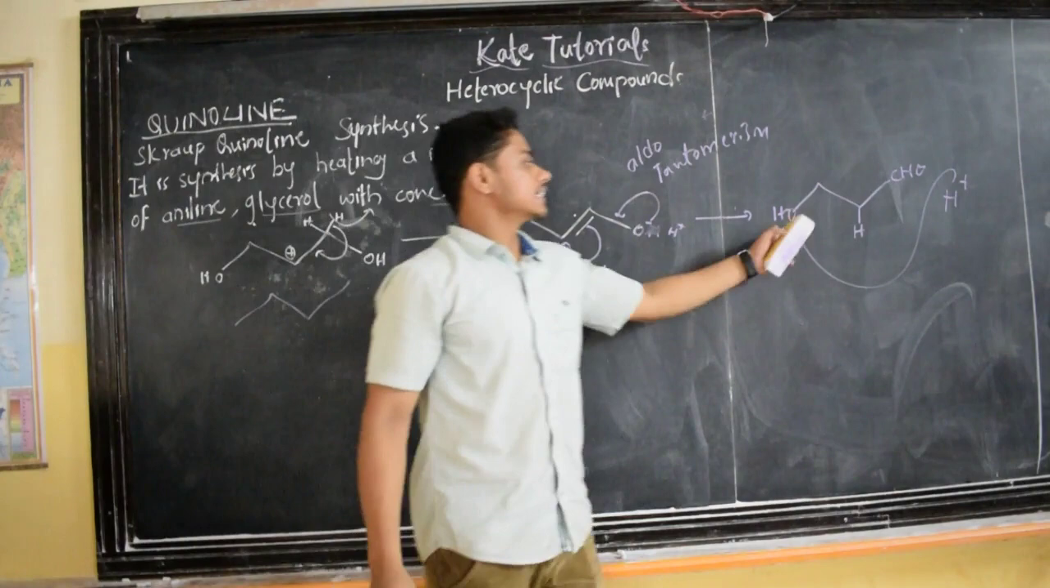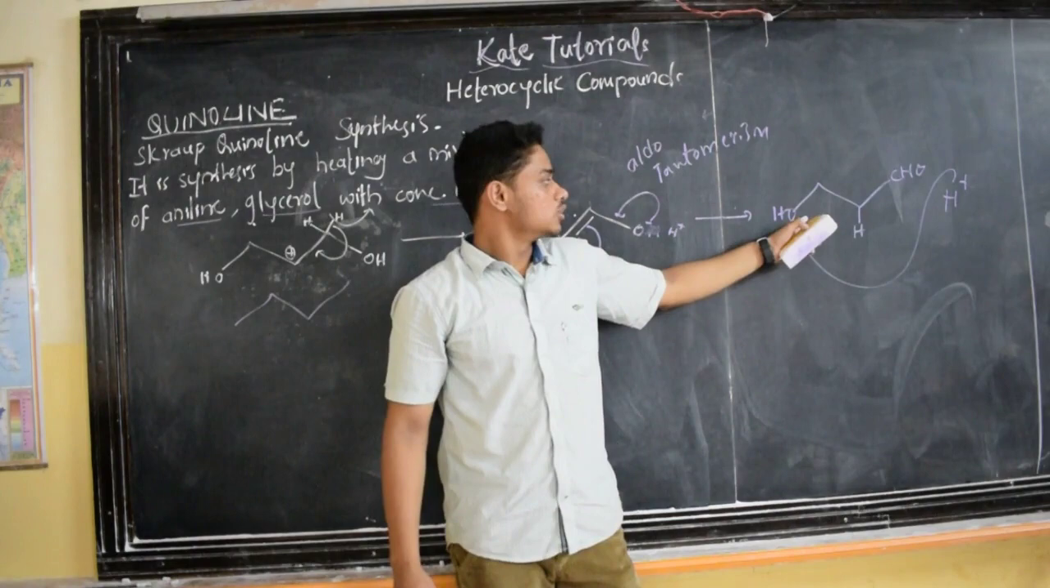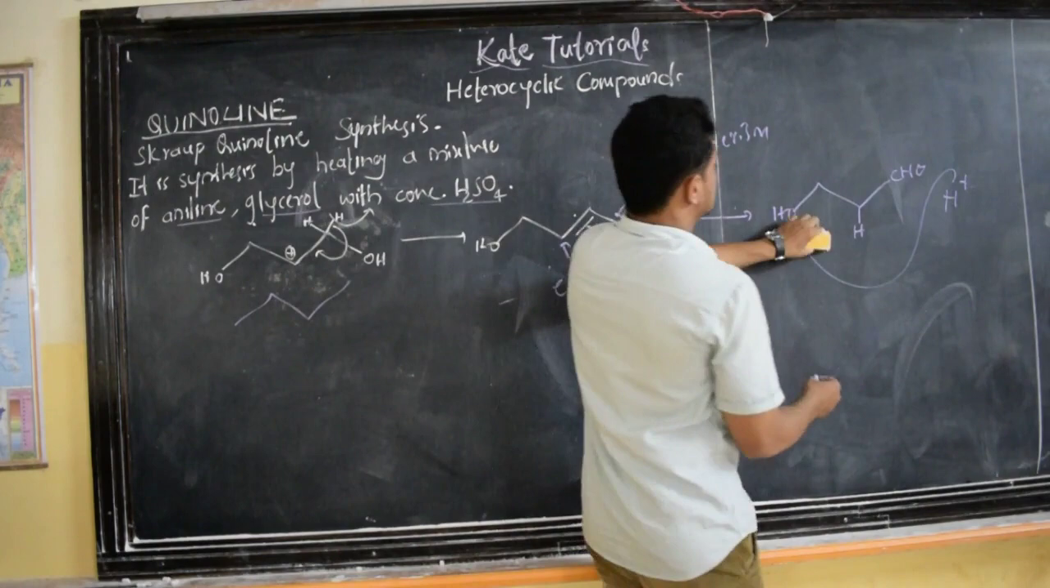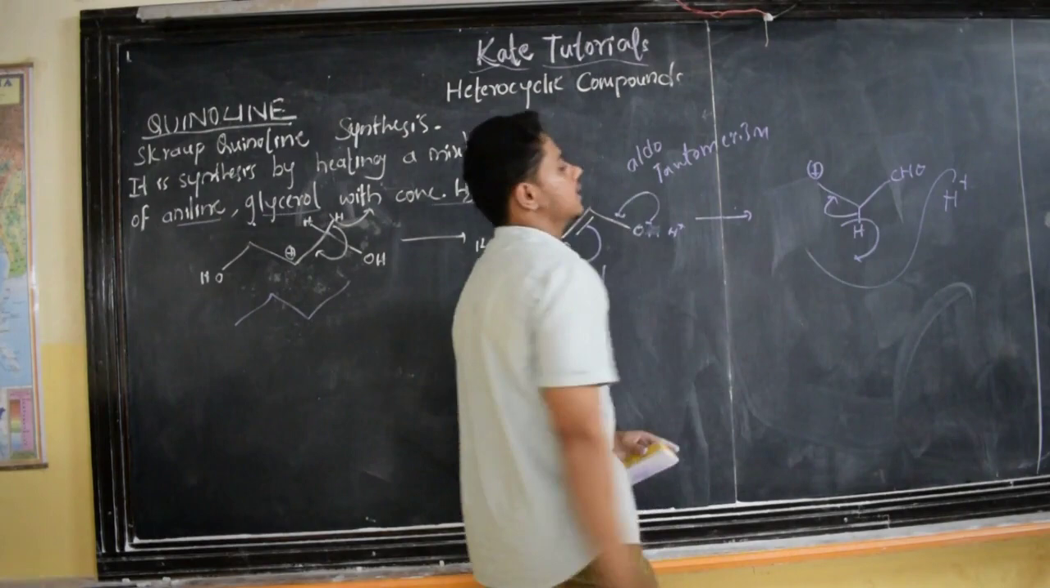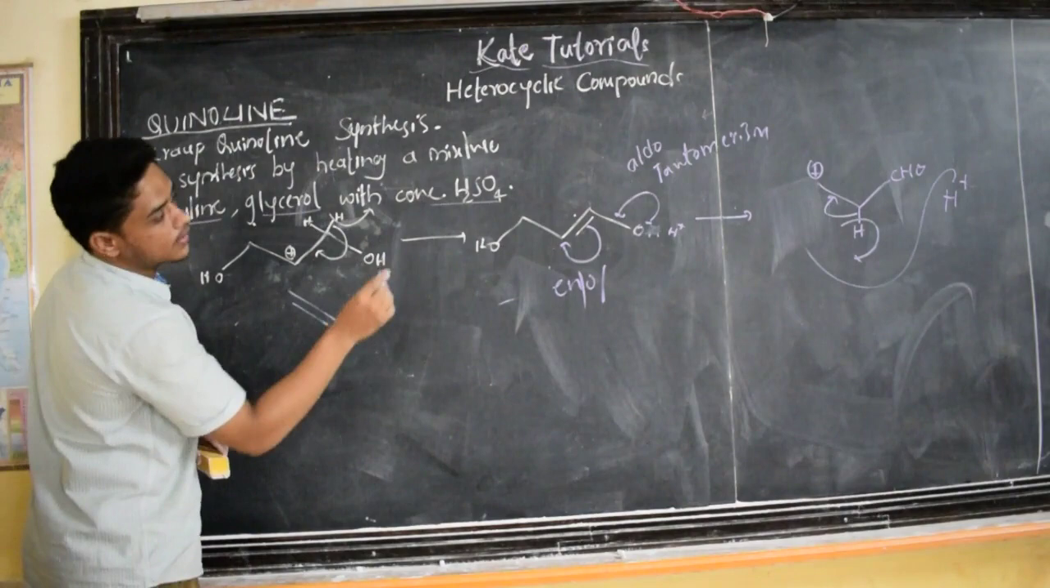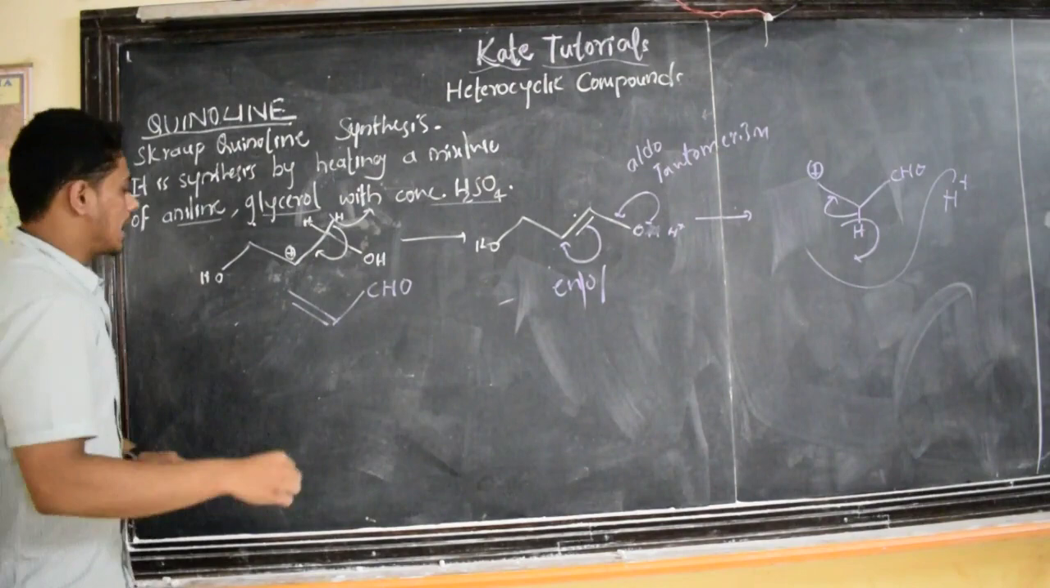Since the H plus ion attacks this, the oxygen gets positive charge. To become neutral, it takes this bond. This carbon gets positive charge. We know a primary carbocation is highly unstable. What does it do? It removes this H plus ion and it takes this bond here. So the final what we get is, see, double bond here, and we are left with the CHO group. We got this one.